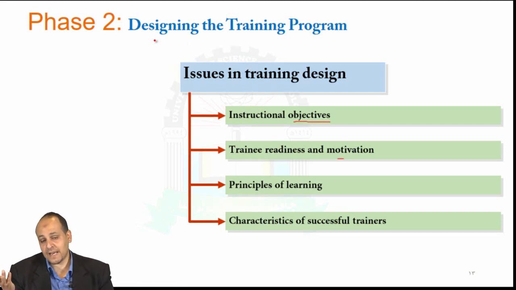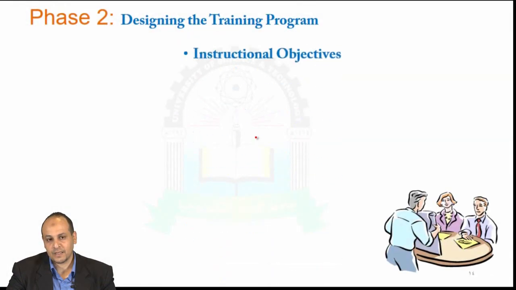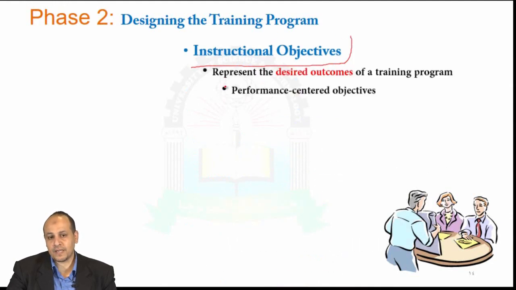So the first step is actually considering the needs, why we need the training program. Once we are clear with this, we go toward designing. Designing is actually of different phases or stages. First of all is the objectives, instructional objectives. For example, this represents the desired outcomes of a training program. Why do we handle this training? What do we want to get at the end of this training program or development?